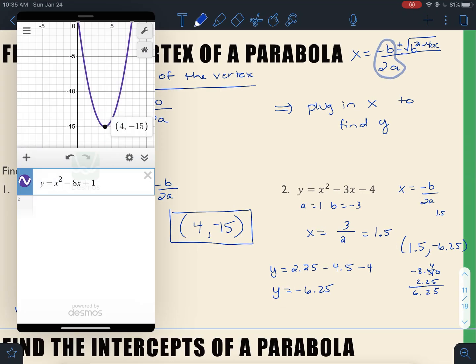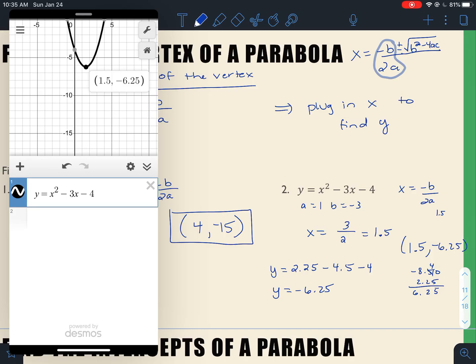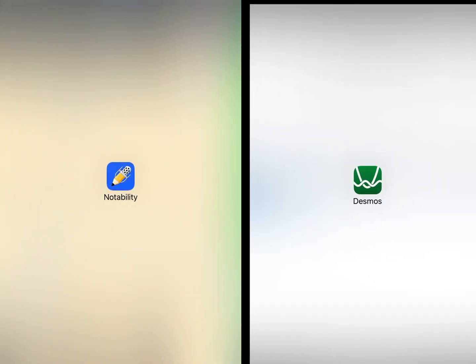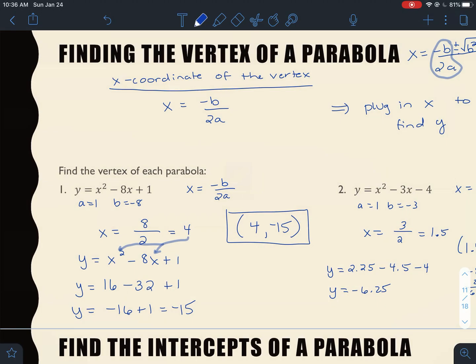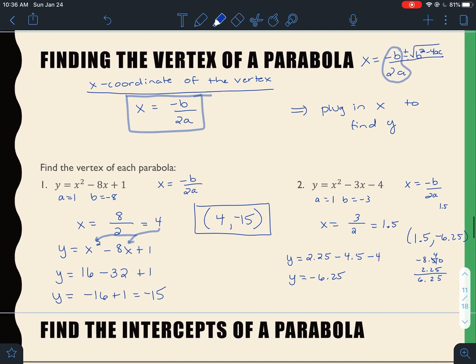So if I go to graph that, we get y equals x squared minus 3x minus 4. And then I get 1.5, negative 6.25 for my vertex. So it looks like we found that right. So again, to find the vertex of a parabola, you use the vertex formula, which is the opposite of b over 2a, or it's the part of the quadratic formula without the square root.